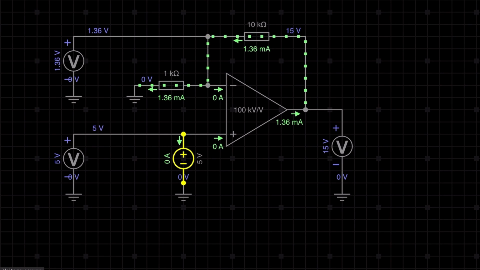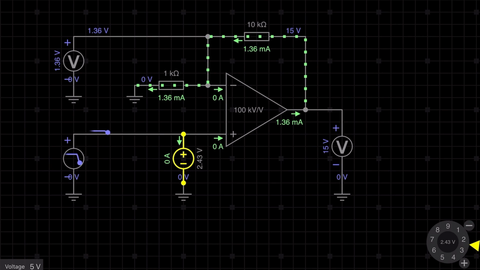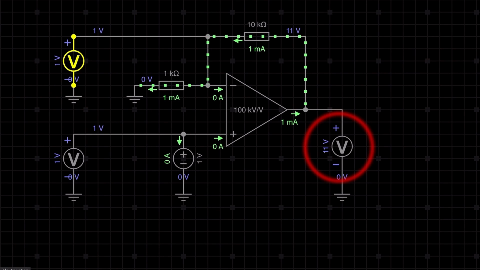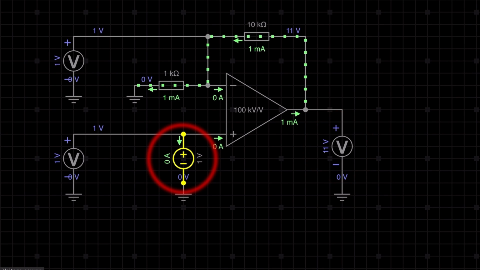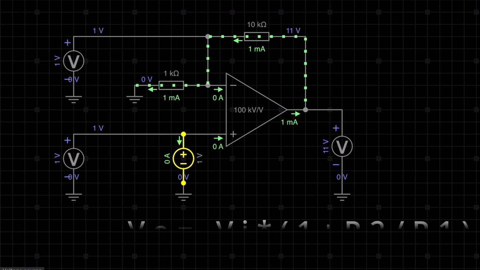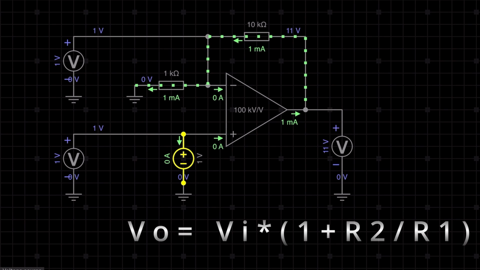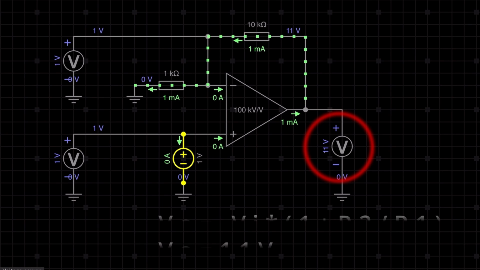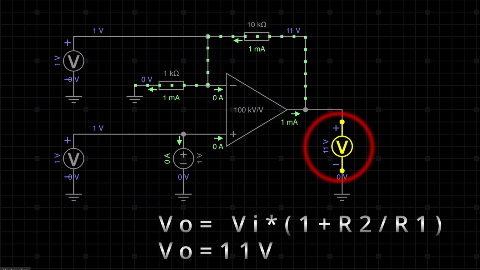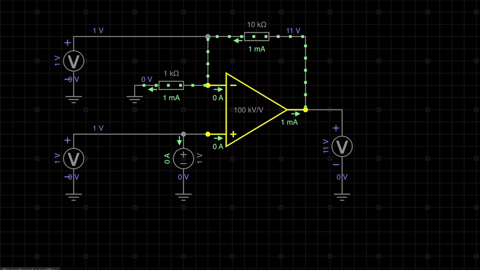Now, let's go back to when this is 1 volt. So now you can see the op-amp works in the active region. Why? As I changed the input voltage from 5 volt to 1 volt. From the formula you can see V0 is equal to Vi times (1 plus R2 by R1). Here the gain is 10, that means we will get 11 volt. So the output voltage V0 equals 11 volt. And 11 volt is less than V saturation. That means this op-amp now works in the active region.